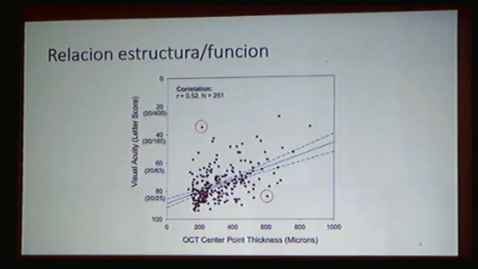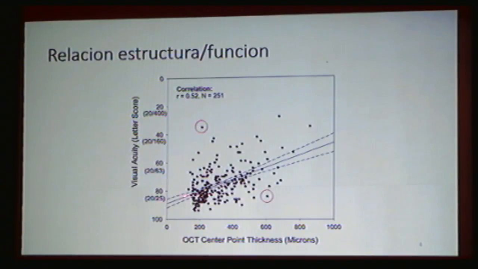But diabetic macular edema has a major problem. The correlation between structure and function is very, very poor. What I mean by this is you may have patients with a lot of edema and very good vision, some others with little edema, little thickness, and very poor vision. Let me show you a couple of examples of these. This patient here has 200 microns in thickness and about 20-25 of vision. This one here also has 200 microns, but vision is a lot poorer.